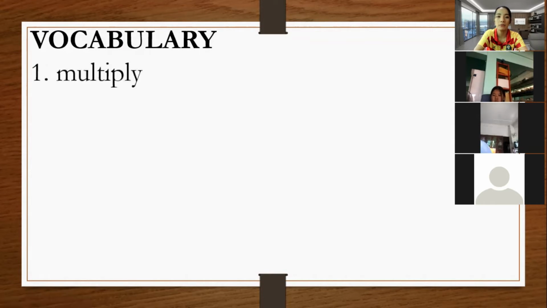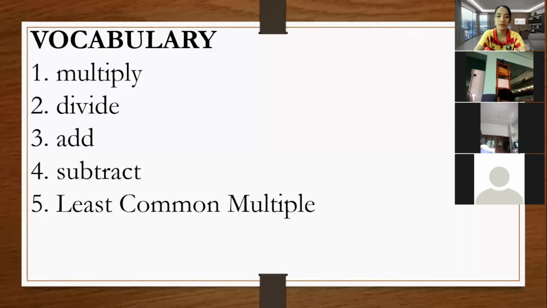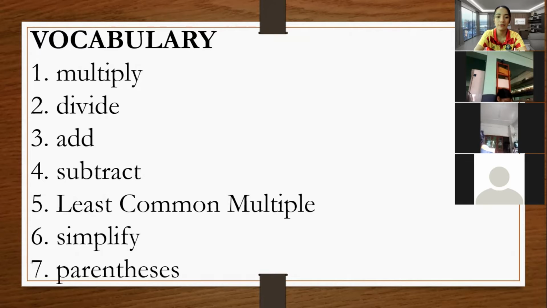Number 1, multiply. Number 2, divide. Number 3, add. Number 4, subtract. Number 5, least common multiple. Number 6, simplify. Number 7, parenthesis.